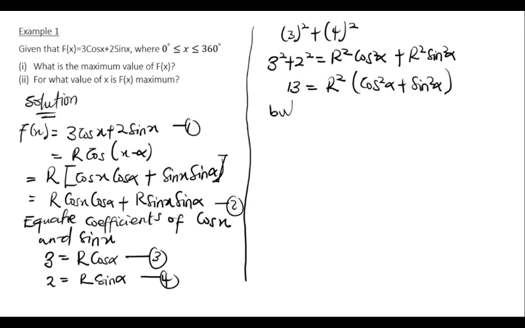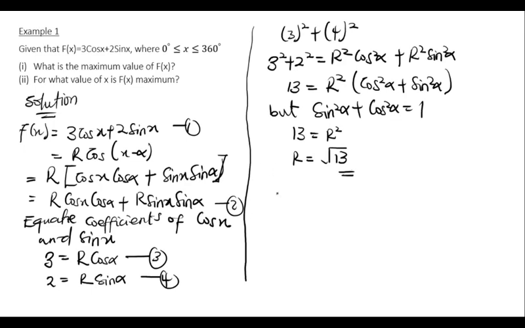But now, from trigonometry, we know that sin squared alpha plus cos squared alpha, for any angle, is equal to 1. So it means all that we have in the bracket over here is equal to 1. So we have 13 is equal to r squared. So to find the value of r, we just find the root of 13. So this is the value of our r.